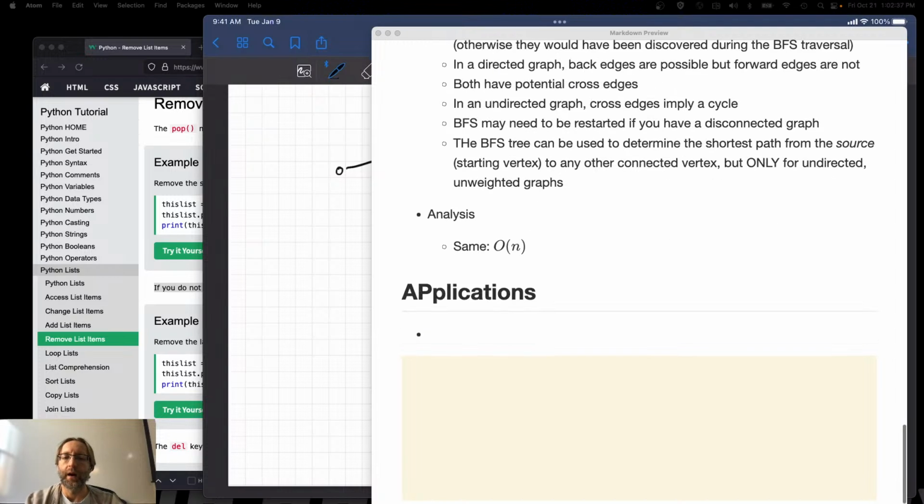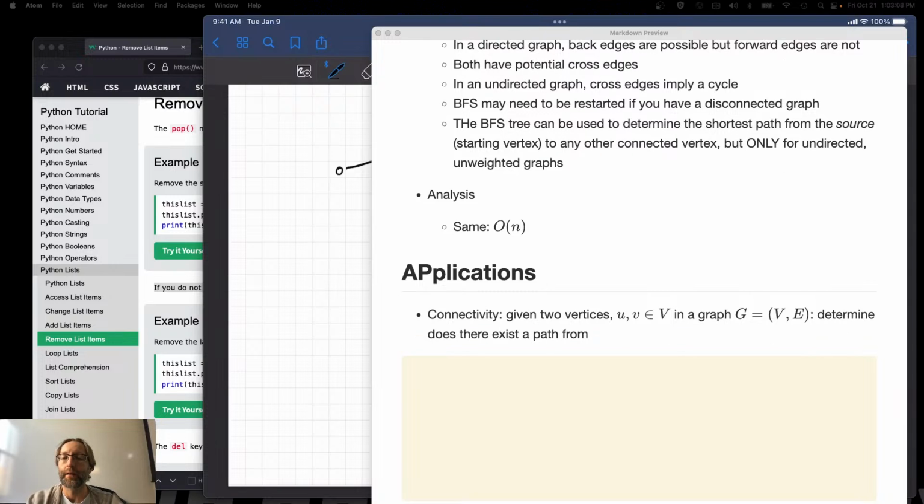For example, connectivity. Given two vertices in a graph, G equals (V, E), and let me go ahead and label those vertices too, U and V, in V. There we go. Is that all rendering correct? Yep. Good. Determine: does there exist a path connecting U and V?